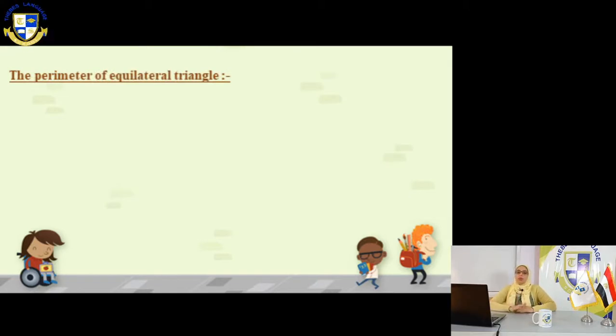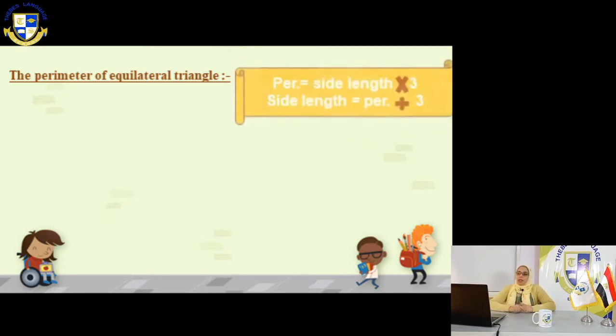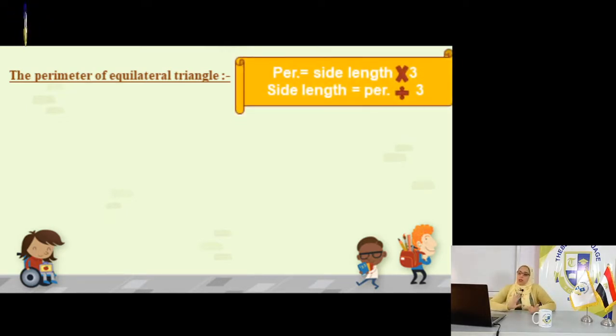As we said before, the perimeter of an equilateral triangle. What is the meaning of equilateral triangle? Equilateral triangle means all sides, the 3 sides, are equal. So side length times 3. If you ask about this side, excellent, we just change the operation to its opposite. Perimeter divided by 3.